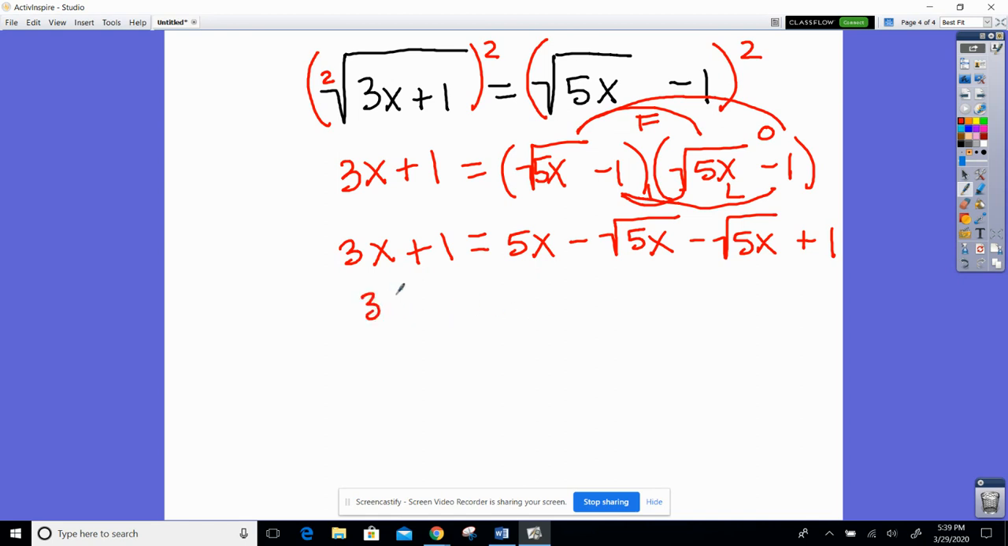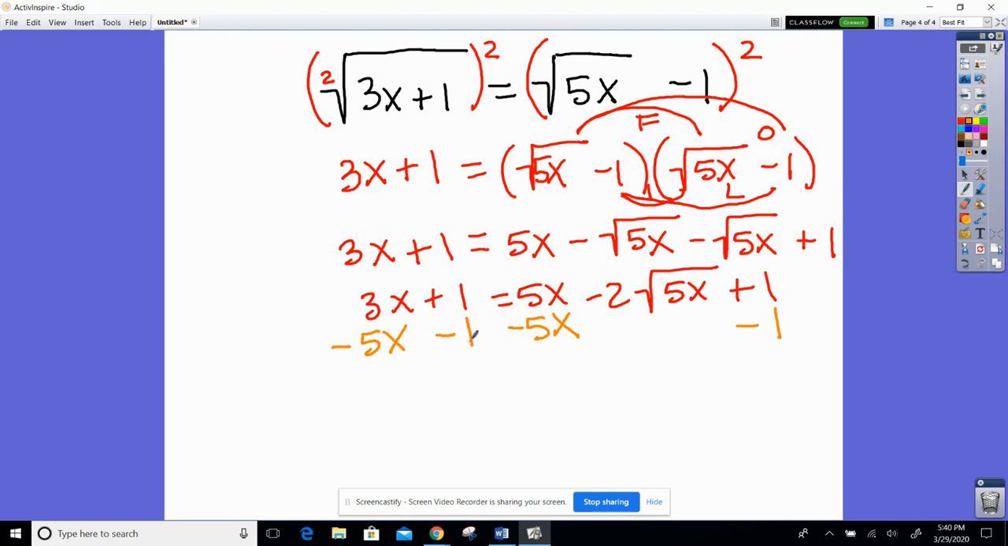So I have 3x plus 1 is equal to 5x minus 2 square roots of 5x plus 1. All right. Now, again, I have another radical, so I need to isolate this radical again. So that's what I'm going to work on now. To get rid of this 5x, I'm going to go minus 5x. To get rid of this 1, I'm going to go minus 1. And I'm just going to do that in one step. So I have minus 5x minus 1.